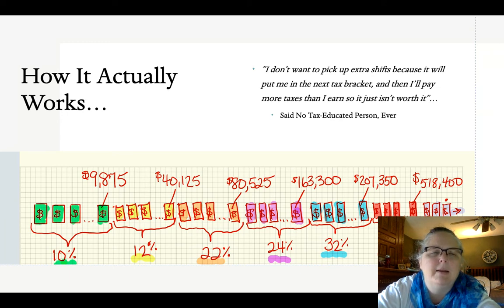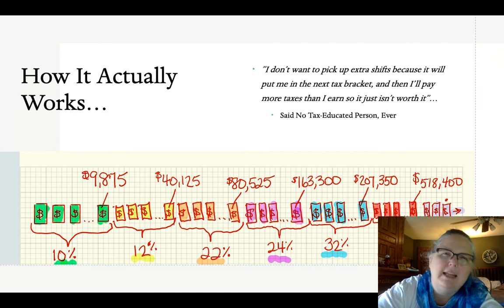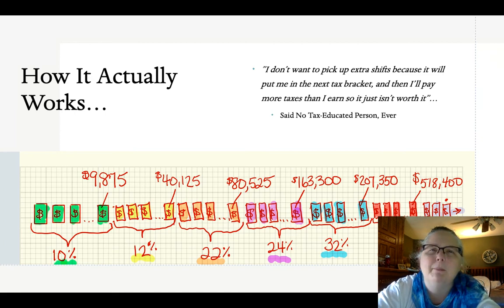Okay. Then you keep on going, and once you've hit 40,125, all the dollars between 9,875 and 40,125, those are all going to be taxed at 12%. You'll notice that I put them in yellow on your graphic here. Just because they're colored yellow for 12%, it hasn't affected anything that's happened in the 10% bracket. Okay, no change whatsoever.